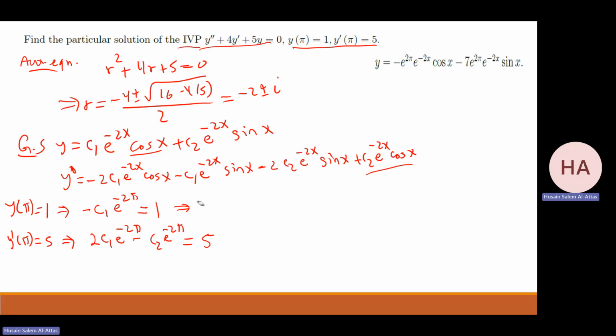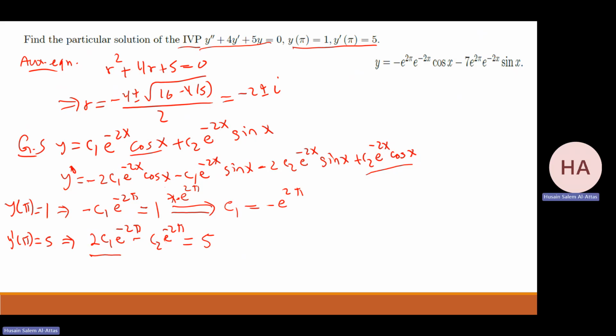Yeah, I multiply here by e to the power 2 pi with a minus sign. Minus will kill the minus. E to the power 2 pi with e minus 2 pi, that will be killed. So we have c1 for minus e to the power 2 pi. That will be c1.